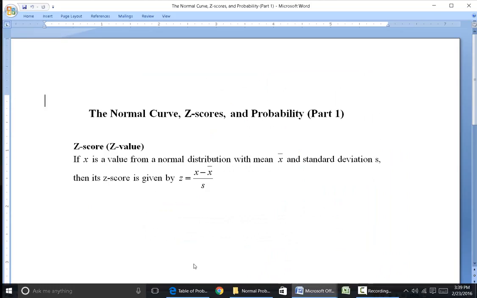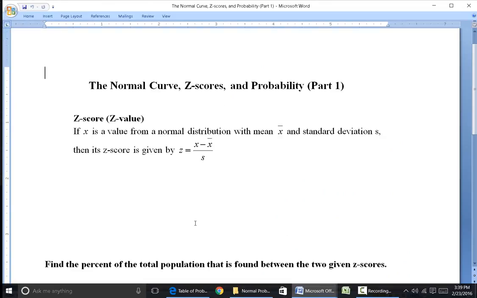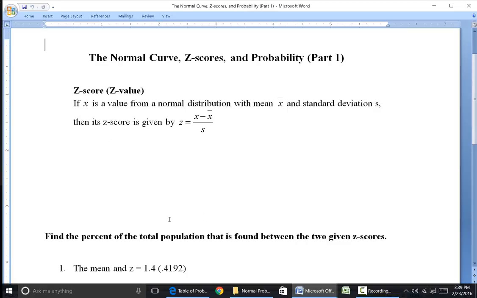There's a definition of a z-score or z-value or standard score. And then over here, this is what we're going to do. Just find the percent of the total population that is found between the two given z-scores or z-values. Find the percent of the total population that is found between the two given z-scores.